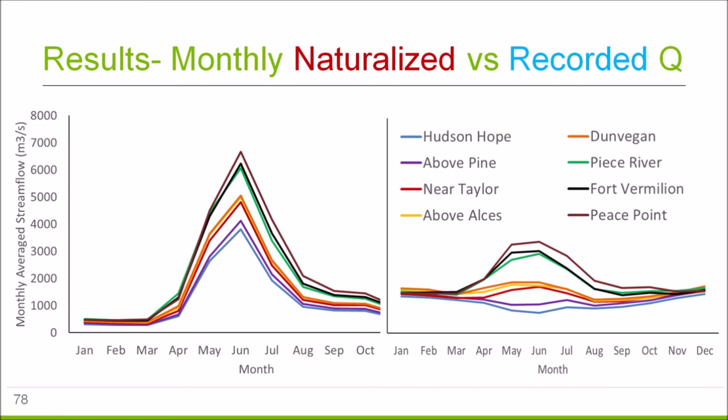This is just to demonstrate how upstream regulation can change the hydrology. So on the left hand side I'm showing you a plot for naturalized flow. These different lines show the Peace River flow at different locations. Hudson Hope, this is in British Columbia, just downstream of all the reservoirs and dams, and Peace Point is the last station inside the model domain. So you can see how things would have been if the flow were natural, and this is how it looks under the regulated conditions.